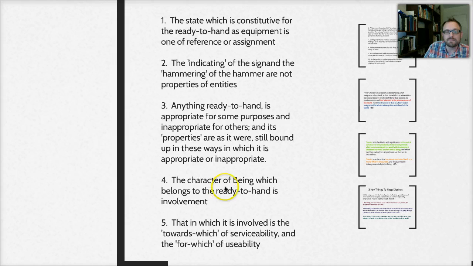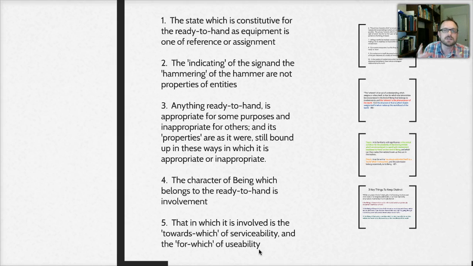So the character of being which belongs to the ready to hand is involvement, right? That's really at the core of what he's talking about here. We might say that I'm ultimately involved in all of these things. That, number five, that in which it is involved is the towards which of serviceability and the for which of usability, right? So this thing is usable for a specific task and it's serviceable towards certain tasks, right? I use it towards certain things. So we get a towards which and a for which.